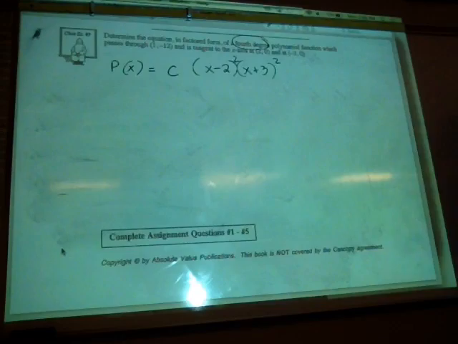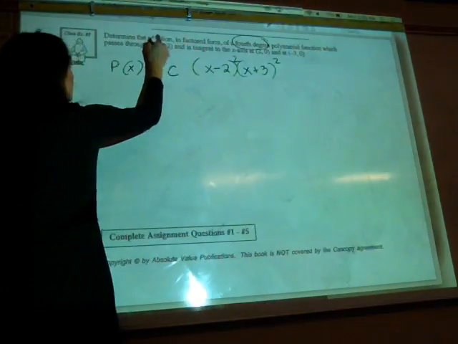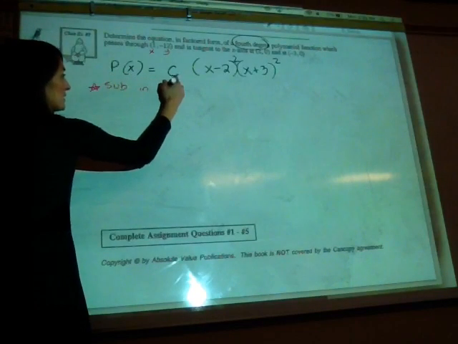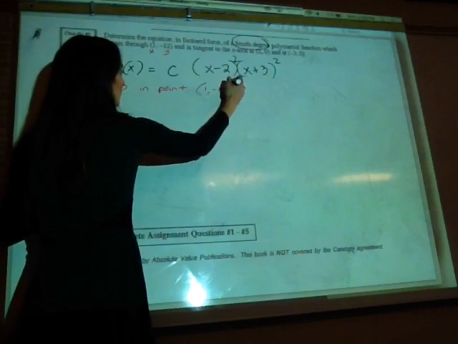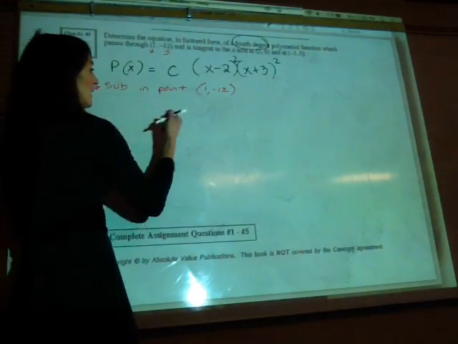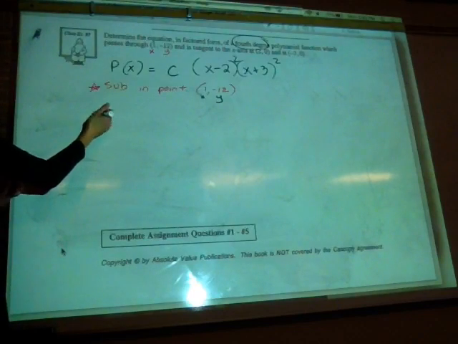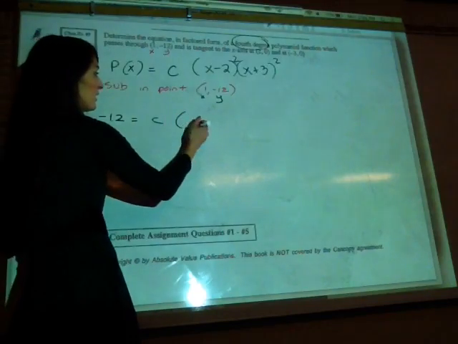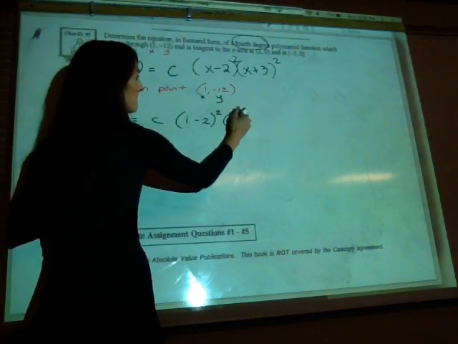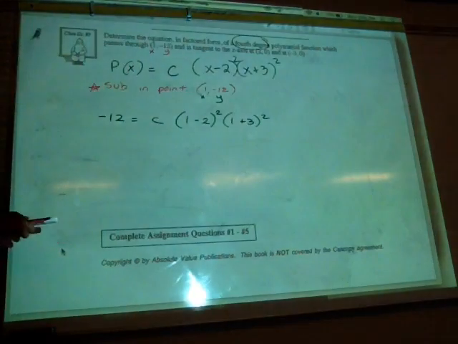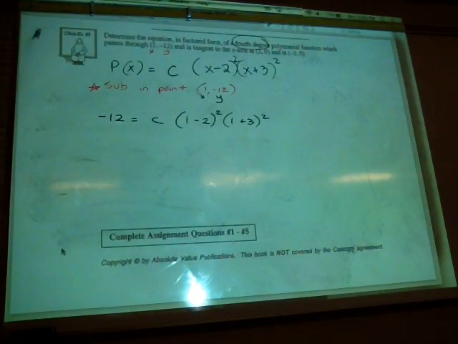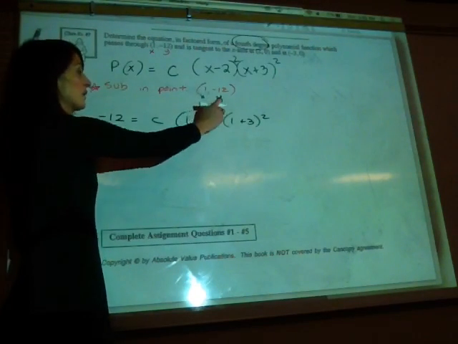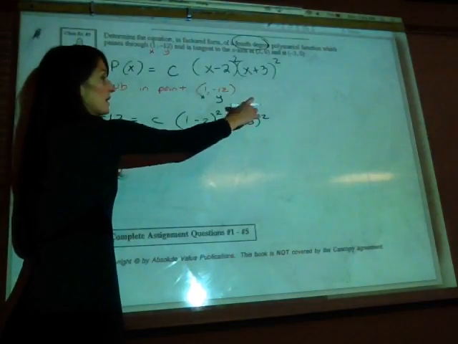We're given the point xy, which is 1 and negative 12. So we sub that in. Sub in point 1, negative 12, which is your x and your y. Okay, so p of x or y is replaced with negative 12, c is what we're solving for, and all your x's turn to 1s. And we'll just evaluate a little bit. So 1 minus 2 is negative 1 squared, we get 1, and 4 squared is 16.